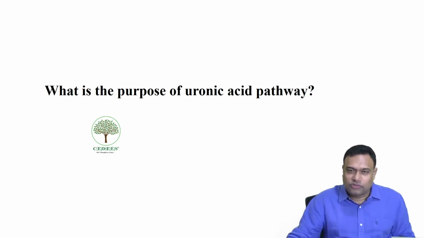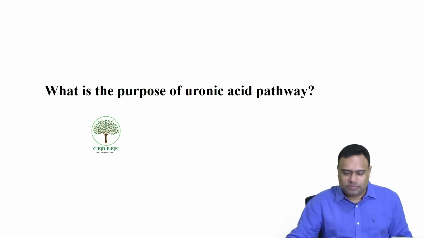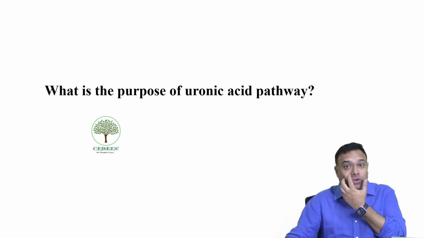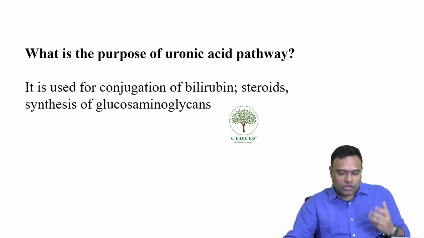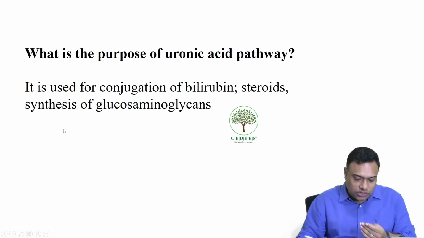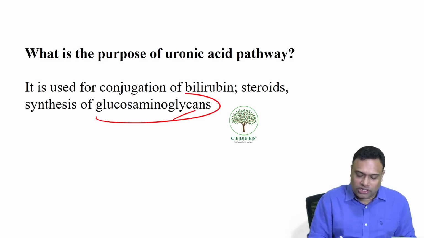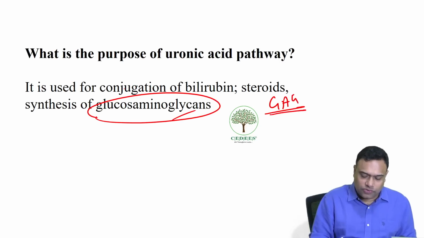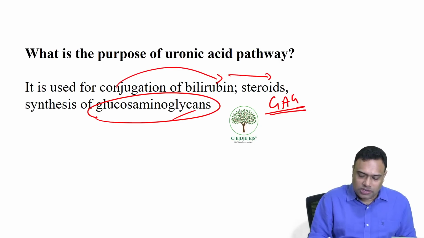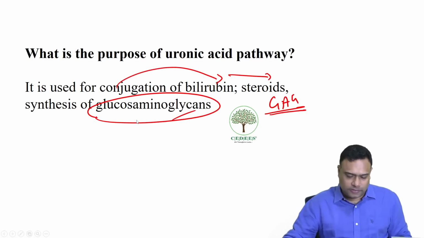What is the purpose of uronic acid? These are small pathways which are present. Why do you need a glucuronic acid basically? Why do you need it? Simply because it helps in the conjugation of bilirubin, steroids, and synthesis of GAGs or glycosaminoglycans. Okay, it's used for the conjugation of bilirubin, steroids, and GAGs.